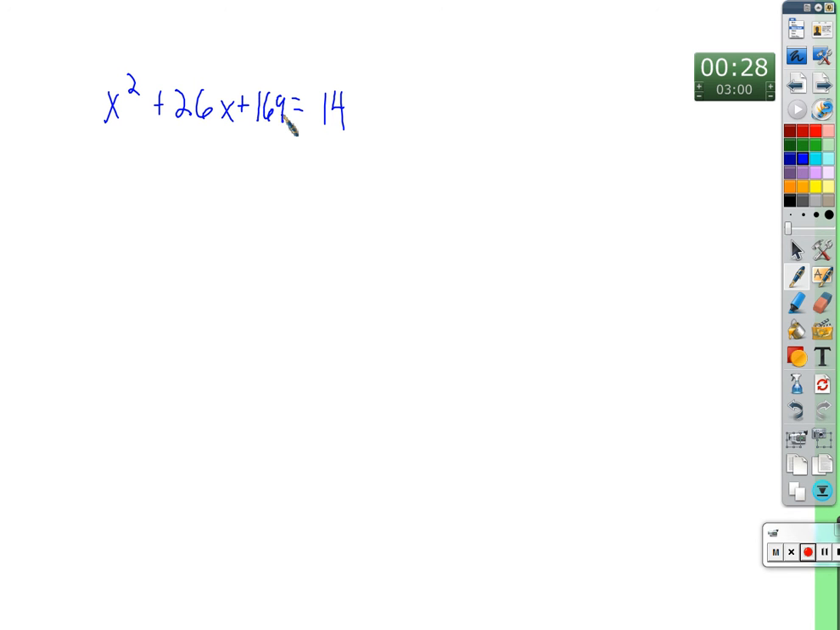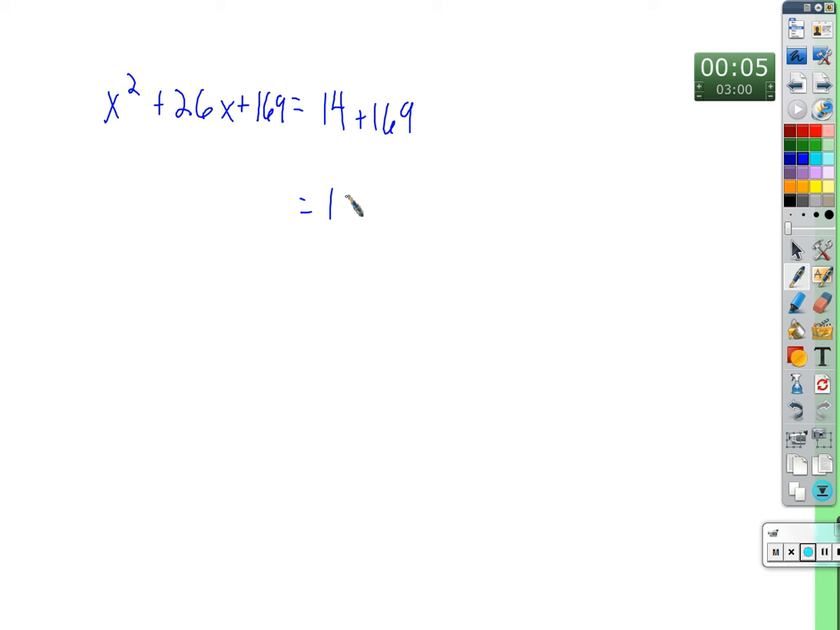Well, whatever we do to one side, we have to do to the other, right? So what if we just did this? We add 169 to this side, so let's add 169 to this side. It'll be balanced. As long as we do the same thing to both sides, whatever we do to one side, we do to the other.